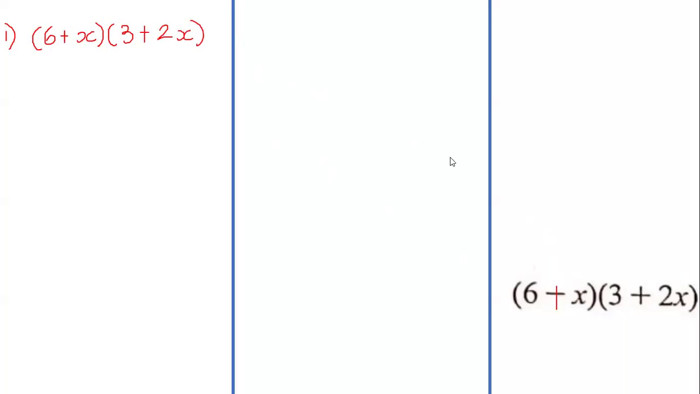I'm going to open the chat. If you think you know how to do this, you can go right ahead and take a crack at it if you want to try. Let me go ahead and unmute the rest of us. So we have open bracket 6 plus x, close bracket, open bracket 3 plus 2x, close bracket.